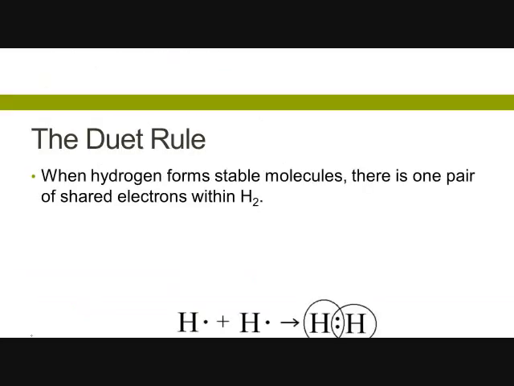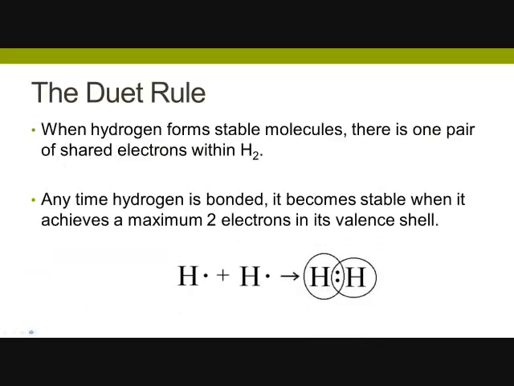For a covalently bonded compound, it's a little different. We have the duet rule and the octet rule. The duet rule shows that when hydrogen forms stable molecules, it only has one pair of shared electrons. So that means that its maximum that it can hold is 2 electrons, which is like helium. So even though it's only 2 electrons, it's still acting like a noble gas, helium, that has 2 electrons. So anytime that you bond up hydrogen one time, the hydrogen is done.